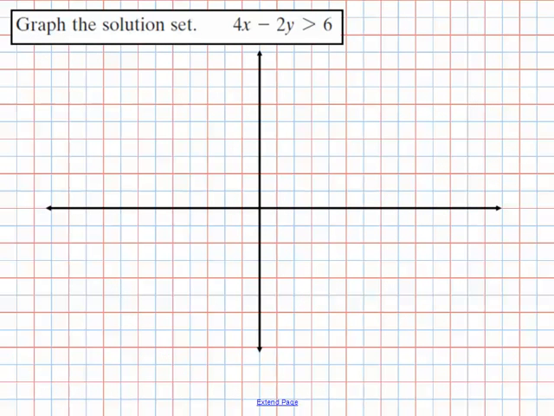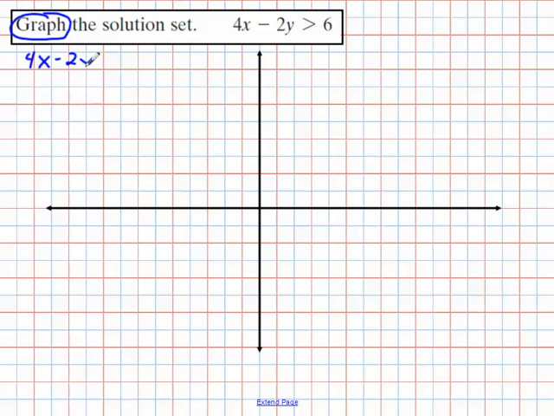All right, so here we go. Here are our instructions: graph the solution set. Here's my inequality: 4x minus 2y greater than 6. We can't really graph that easily. We could get some test points, or we could go with the x-intercept and y-intercept, but let's try and put it into y equals mx plus b format, because that's what we know and what we're comfortable with.